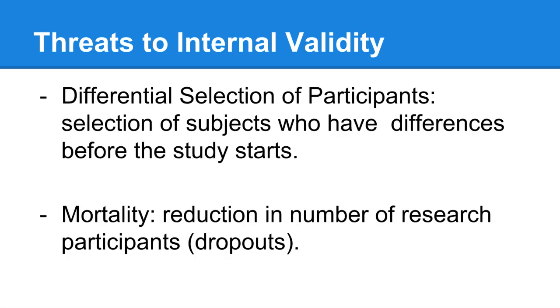Another thing is the differential selection of participants, which is the selection of subjects who have differences before the study starts. If you have to choose a group that is already formed, then there might be certain characteristics of that group, and you need to be aware of them when you are reporting or presenting your results. The mortality is the reduction in number of research participants, so the participants that might drop out, and this actually affects your study when you didn't do a pre-test.